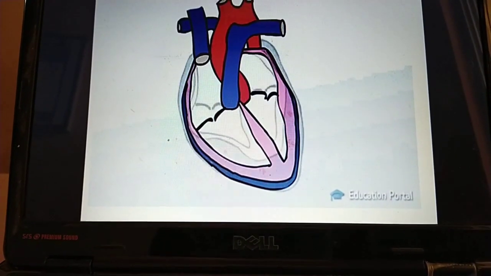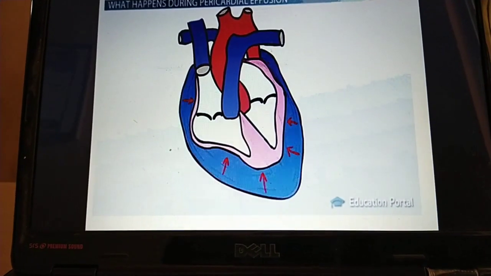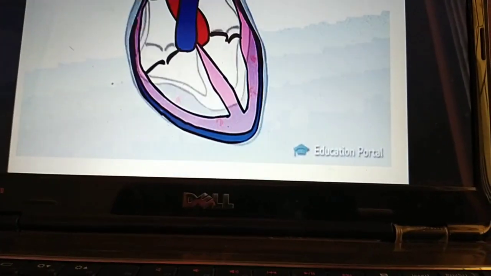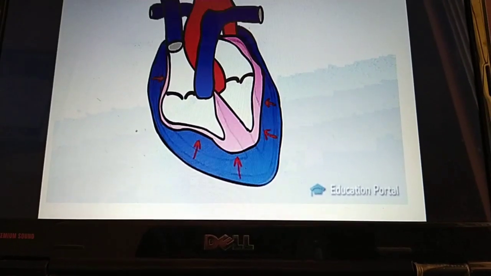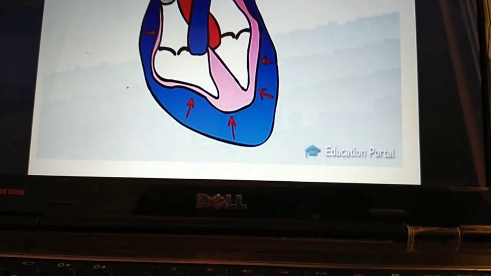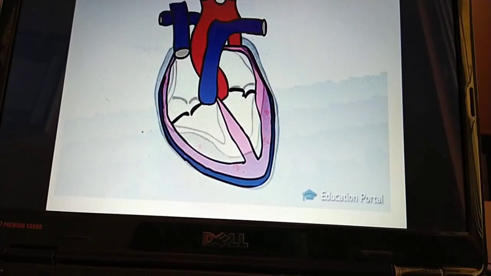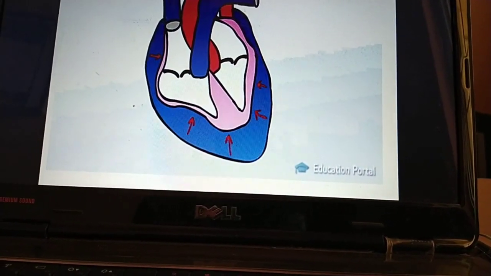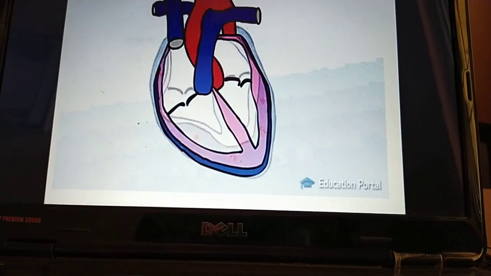The main function of the pericardium, mainly the parietal pericardium, is that it is fixed. Because of that, the pericardium restricts the excessive movements of the heart and prevents the over dilatation of the heart.